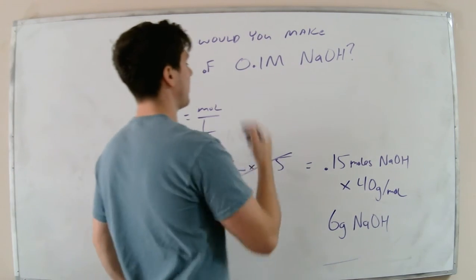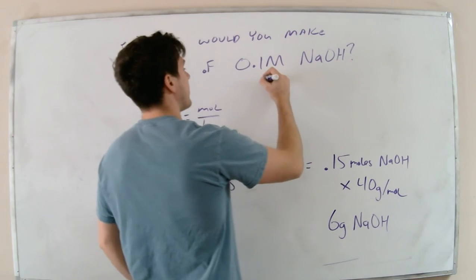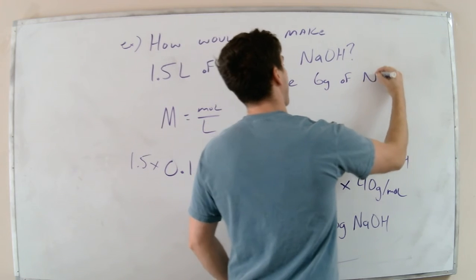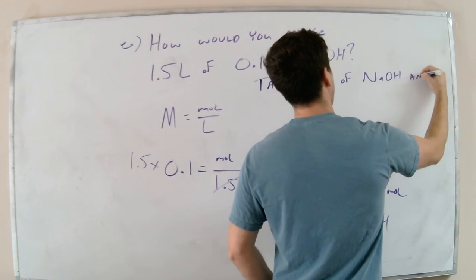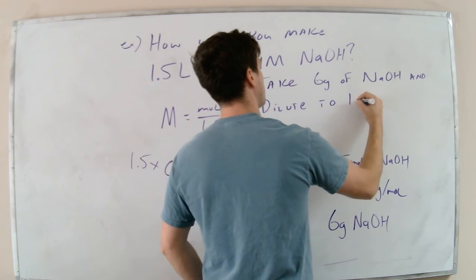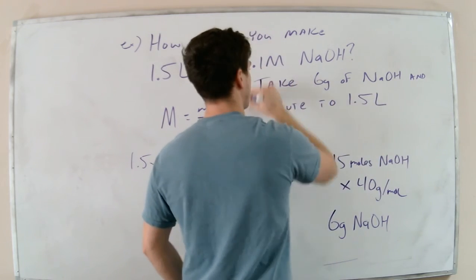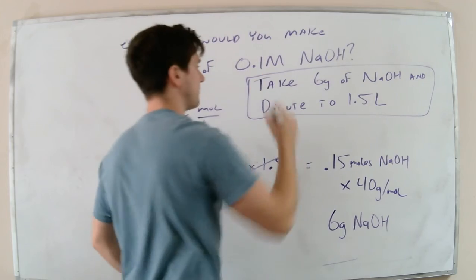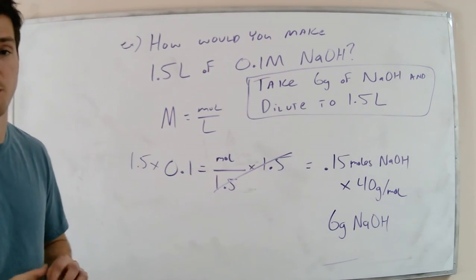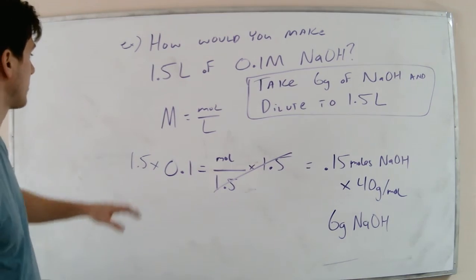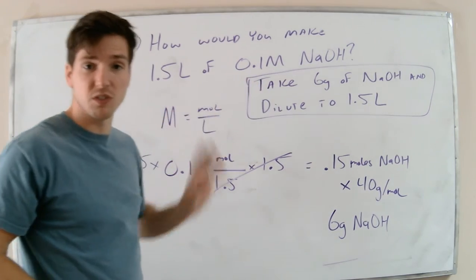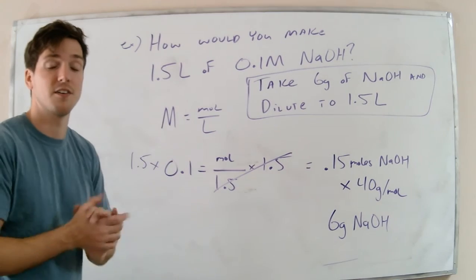So, you asked me how would I make the solution, I'd say take 6 grams of NaOH and dilute to 1.5 liters. Okay, that is the basics of molarity. As long as you can manipulate this equation, tell me how to make some solutions using the molarity equation, then you are good to go.